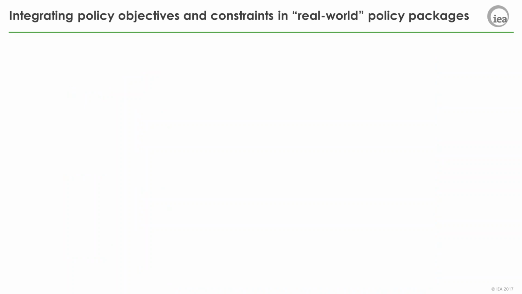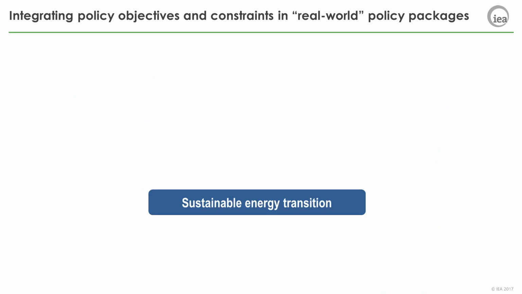So moving on to looking at how we integrate these policy objectives and constraints in real world policy packages. We see that the energy system transition consistent with the collective goal of the Paris Agreement implies considerable greenhouse gas emissions reductions, with peaking by around 2020 and rapid reductions thereafter. I show the key elements of the transition in the real energy system.